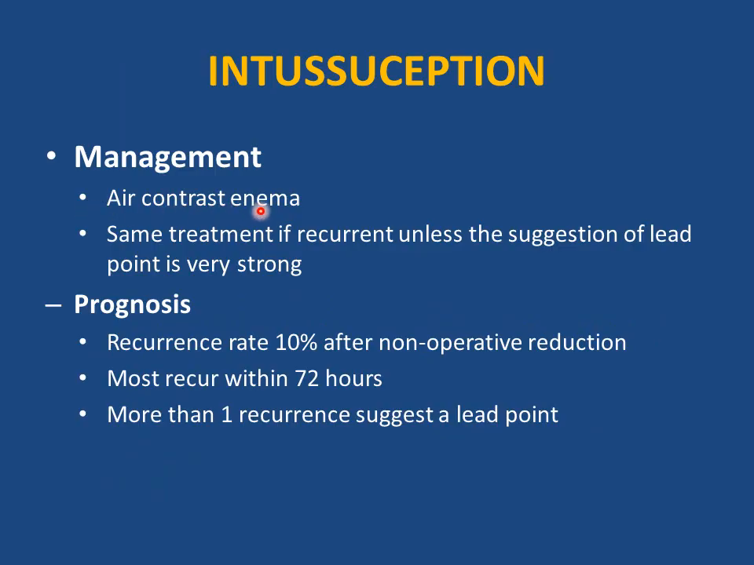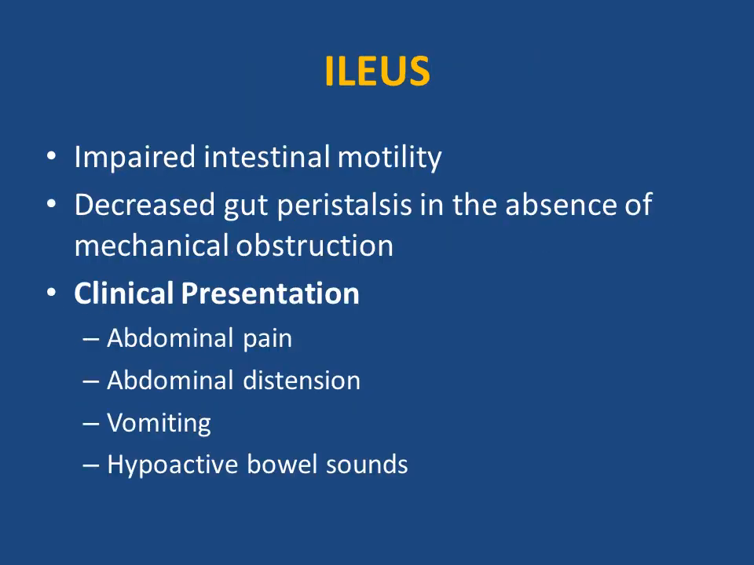Management of intussusception is air contrast enema, and you do air contrast enema again if it's recurrent, unless there is a possibility of a lead point. The surgery will be an option at this point. Prognosis. You have to tell the parents there is a recurrence rate of 10% and they must bring the child back if the child presents with similar symptoms. Most recur within 72 hours. More than one recurrence suggests a lead point.